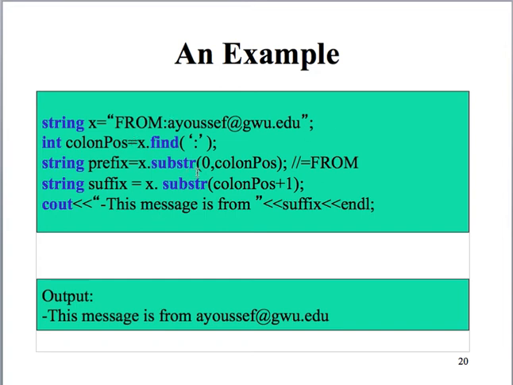I probably could have left off this prefix, since that's what I was trying to do once I found the colon part, but maybe I wanted that for some other reason. So now I could make a sentence, for example, "the message is from", and then put in the suffix, and it would say who the message is from. So we can use this to parse strings and find information inside them.